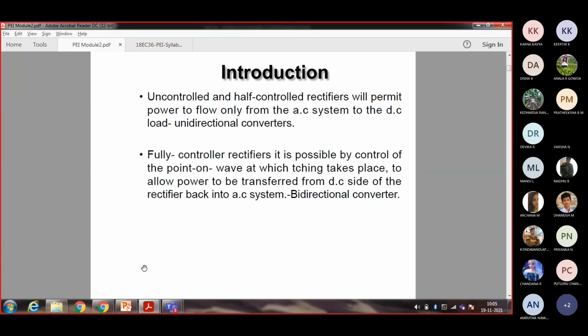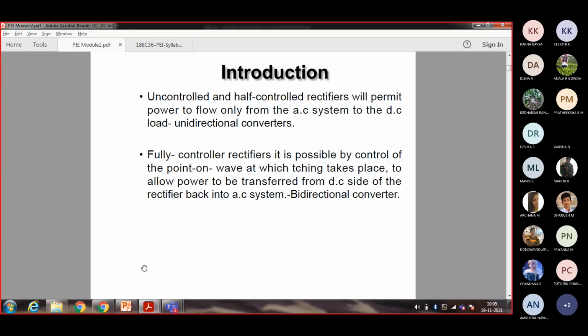But when you go for the fully controlled rectifiers, it is possible, by control of the point on wave at which switching takes place, to allow power to be transferred from the DC side back into the AC side, where the reverse operation is also possible. DC to AC converters, we will call them inverters, or bidirectional converters. Half controlled and uncontrolled have only one direction, that is AC to DC. Fully controlled performs AC to DC, and DC to AC also.